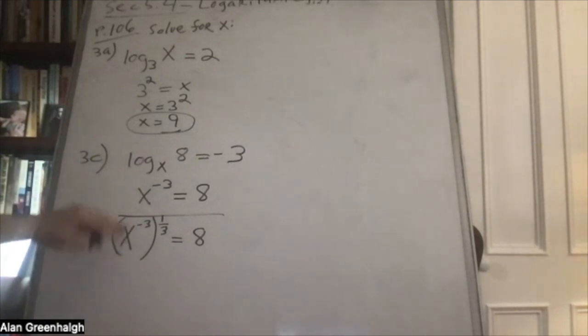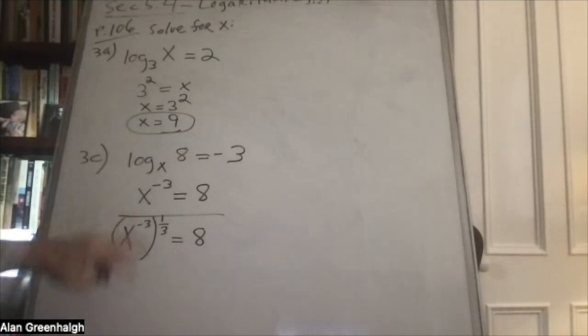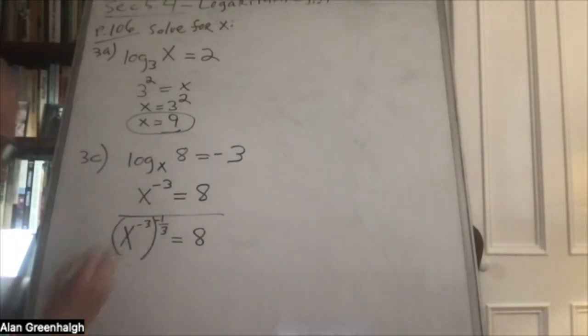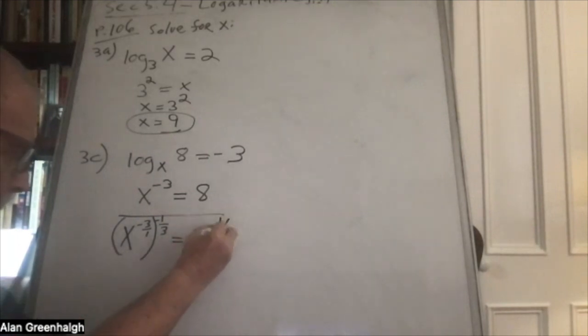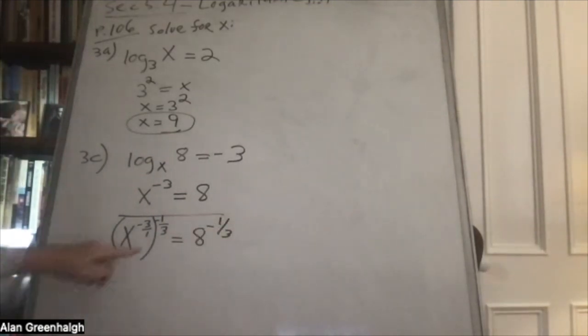Okay, what you should do then? All we want is x to be by itself, without any exponents. So in order to do that, you have to raise it to the negative 1/3. This is x to the negative 3 over 1. To make the x by itself, we need to raise this power to the reciprocal power. And we have to do it on both sides.